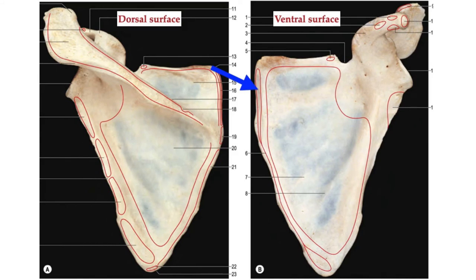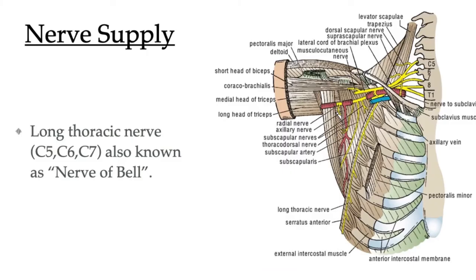scapula. The next 2 to 3 digitations insert over the remaining part of the medial border of the scapula. So this arrow represents the site of insertion of the next 2 to 3 digitations of serratus anterior. This arrow represents the site of insertion of the lower 4 to 5 digitations of serratus anterior, that is the costal surface of the inferior angle of scapula.